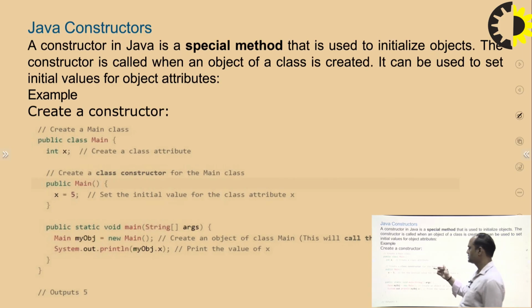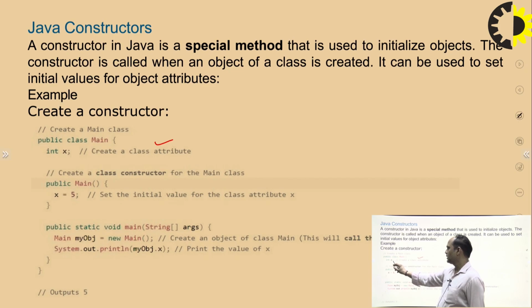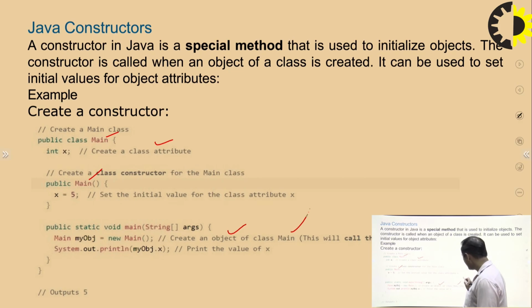Suppose we take the example where this is our Main class and we have a variable x. We create the constructor public Main, with x equal to 5, to set the initial value. This is called a constructor because the class name and constructor name are the same, and it can be used by directly creating the object: Main myObj equals new Main.